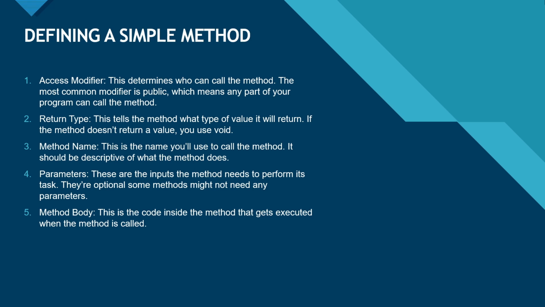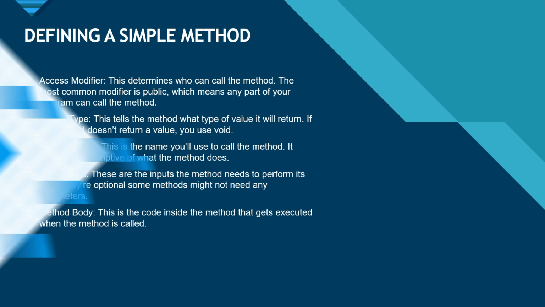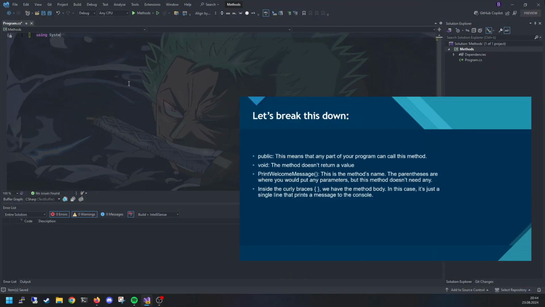Let's write a simple method that prints a welcome message. Open up Visual Studio, and inside your class, add the following code. Let's break this down. Public. This means that any part of your program can call this method. Void. The method doesn't return a value. PrintWelcomeMessage. This is the method's name. The parentheses are where you would put any parameters, but this method doesn't need any. Inside the curly braces, we have the method body. In this case, it's just a single line that prints a message to the console.